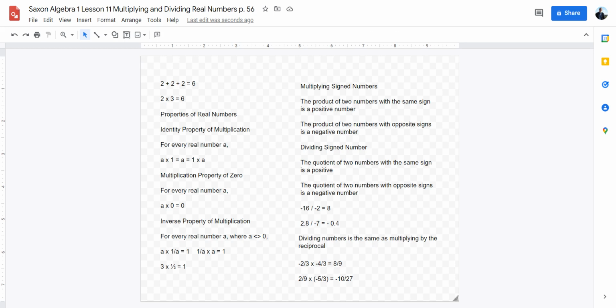So just keep in mind the rules for multiplying and dividing signed numbers are the same regardless of whether you're doing multiplication or division. Two numbers with the same sign give a positive. Numbers with opposite signs give a negative.